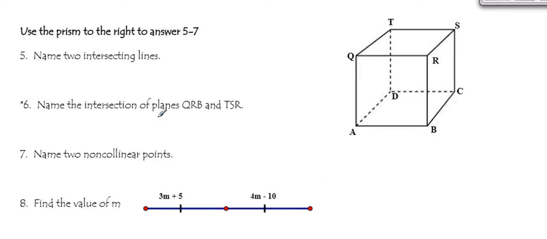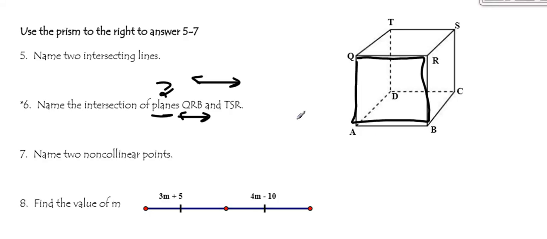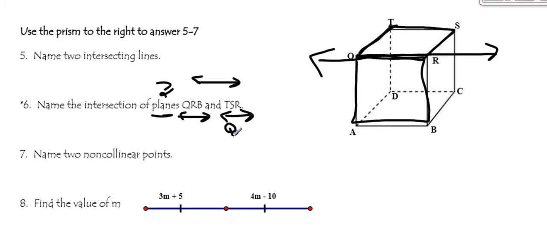Number 6, the intersection of 2 planes. Remember, two planes intersect in a line. So your answer should have the symbol for line over it. And here's plane QRB. So it's this whole plane. And TSR is over here, T to S to R. So this plane, and do you see where these 2 planes come together? QR. And remember, it's line QR, or you can call it line RQ.